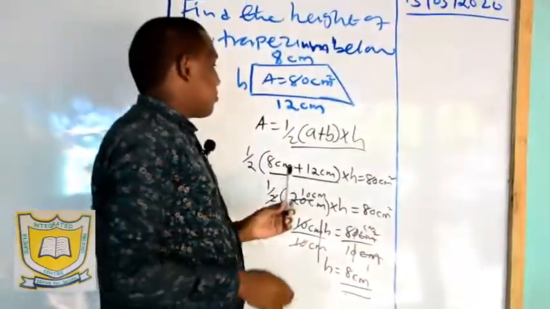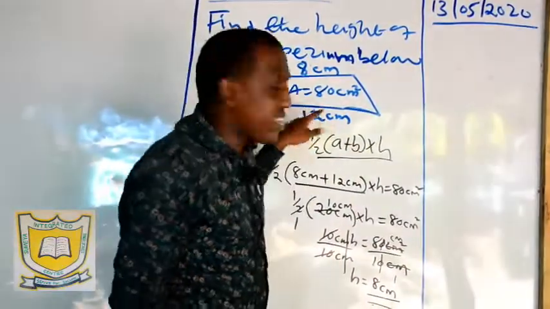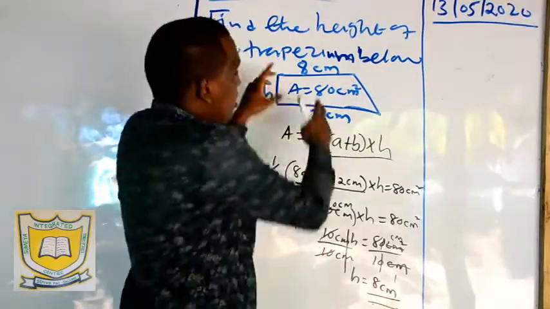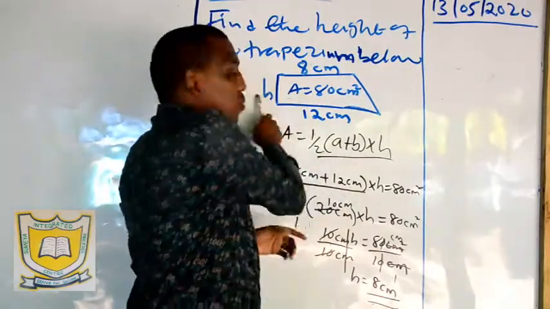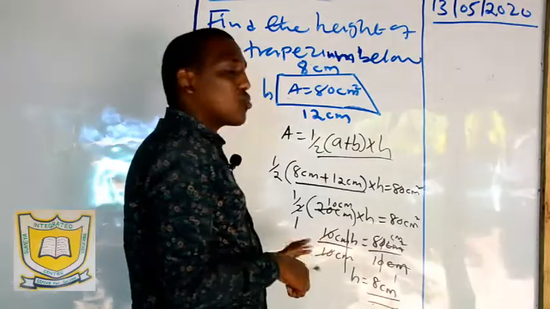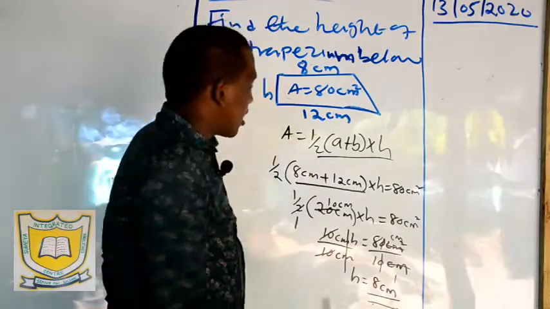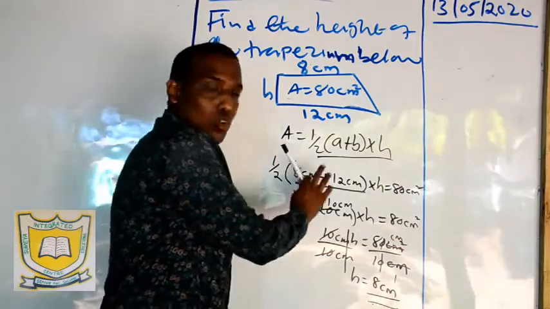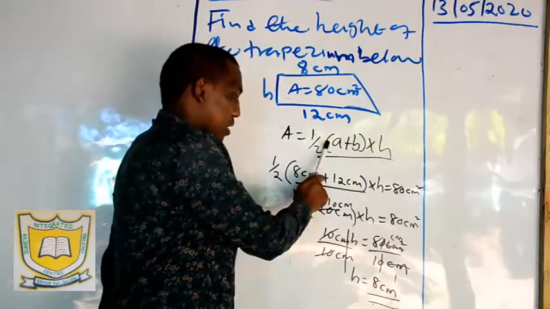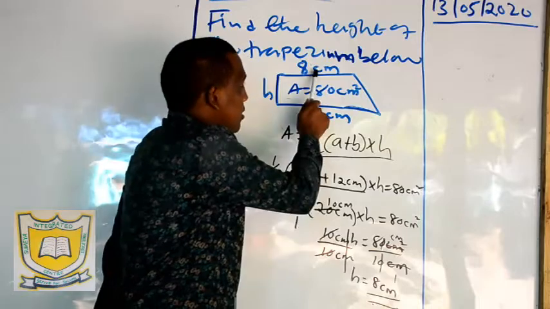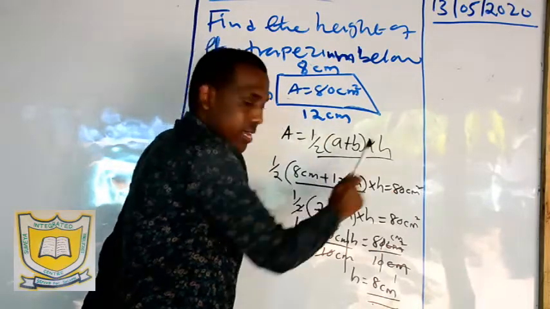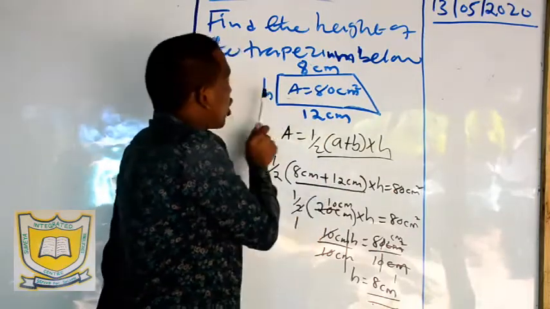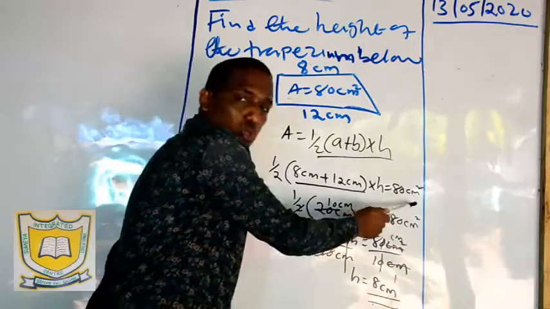I am repeating, you are given the area squared. They are given the two parallel lines, they want the height. So for us to get the height, we use the formula for getting area of trapezium, a half into bracket A plus B times height. So a half, I will just follow the formula, a half, bracket, A is this line, 8 centimeter, plus baseline, which is 12 centimeter, times H, we don't know, is equal to the total area.